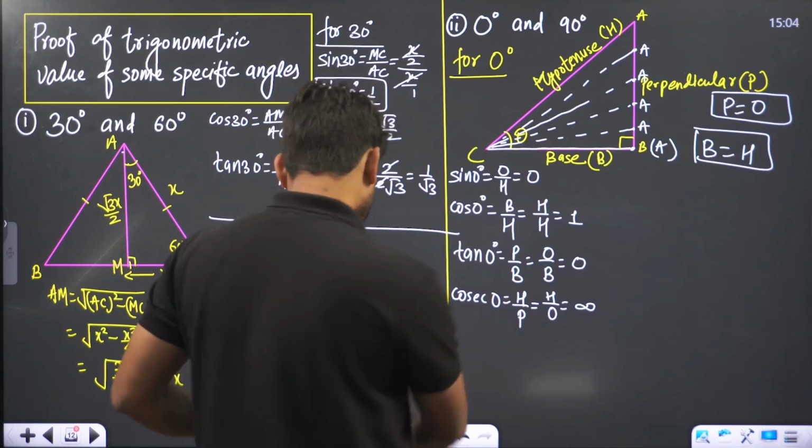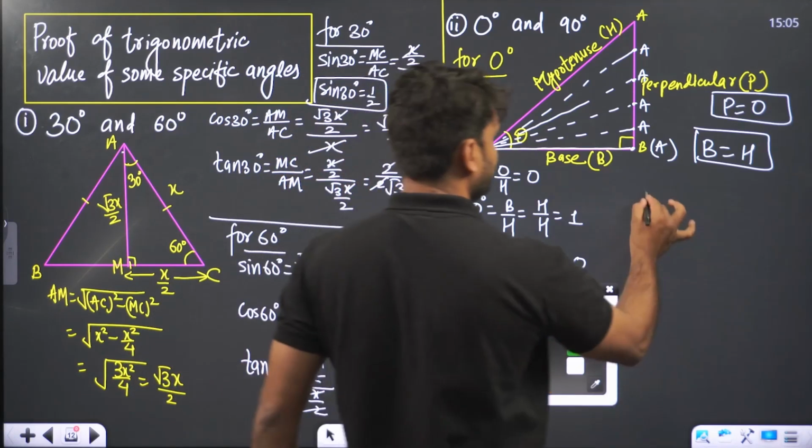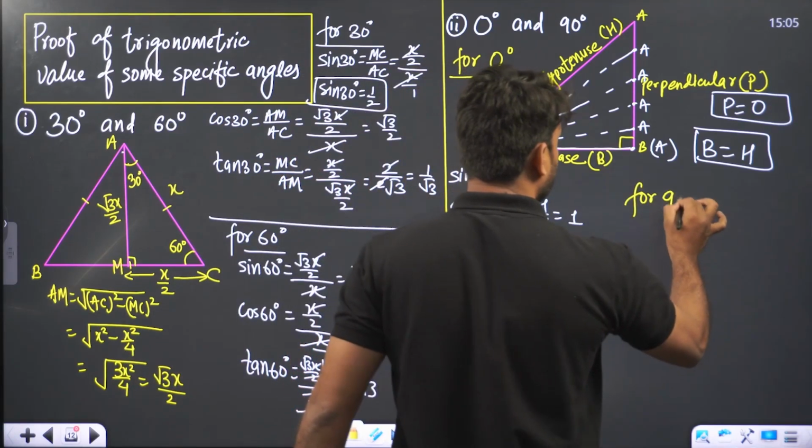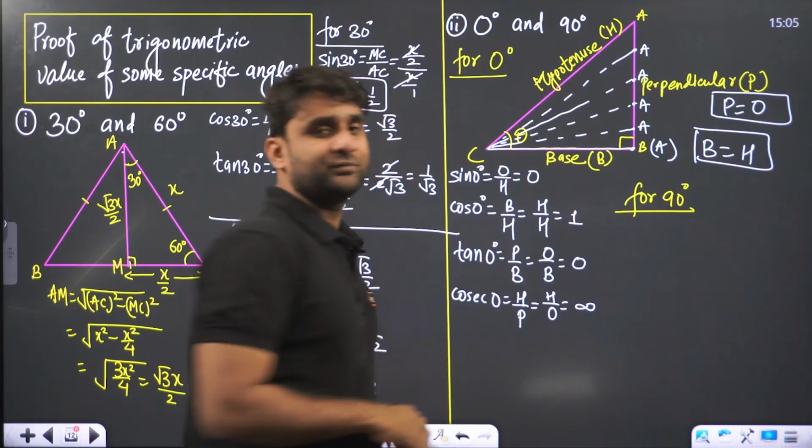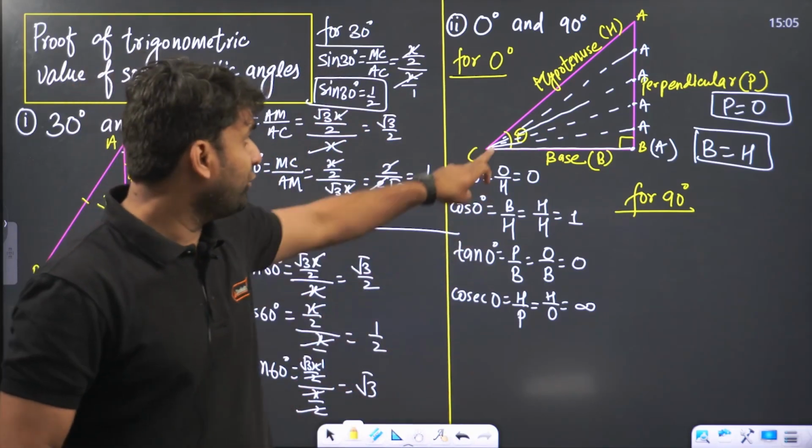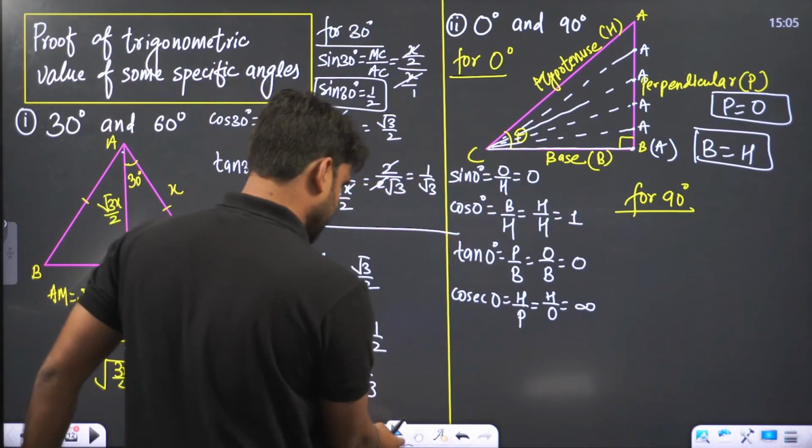Okay, now to prove for 90 degree, if I ask you for 90 degree, now I want to make this theta 90 degree. So let me show you how.